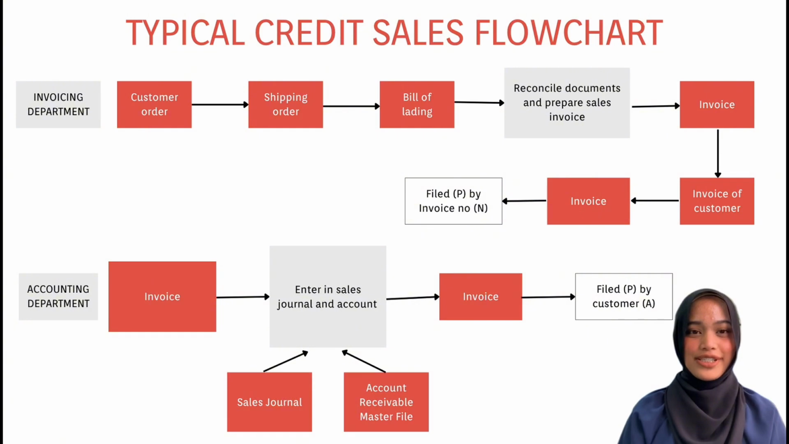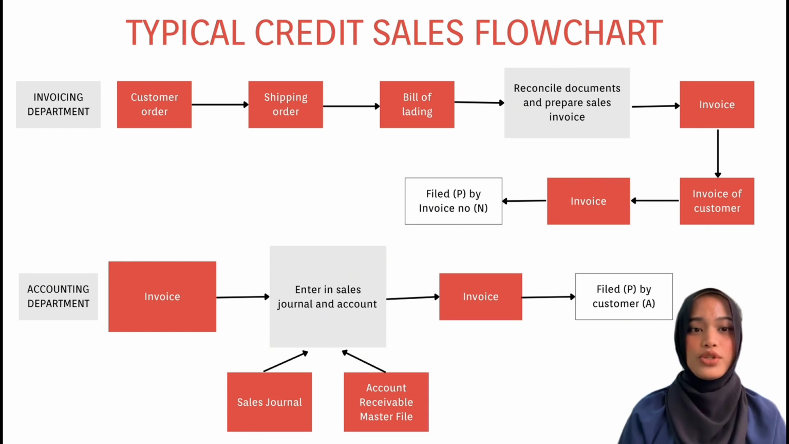Third is invoicing. The invoicing department reconciles the customer order, shipping order, and bill of lading to prepare the sales invoice. Once completed, the invoice is filed and sent to the customer. Fourth is recording in accounting. The accounting department records the invoice details in the sales journal and updates the accounts receivable master file. This ensures the sale is accurately reflected in the company's financial records and the customer's account is updated accordingly.